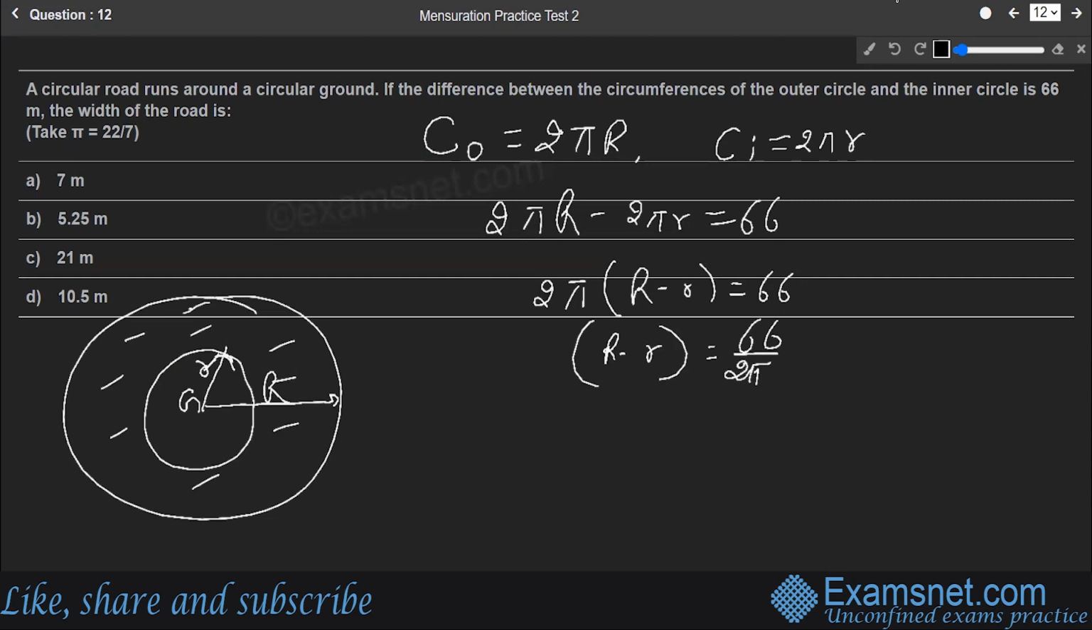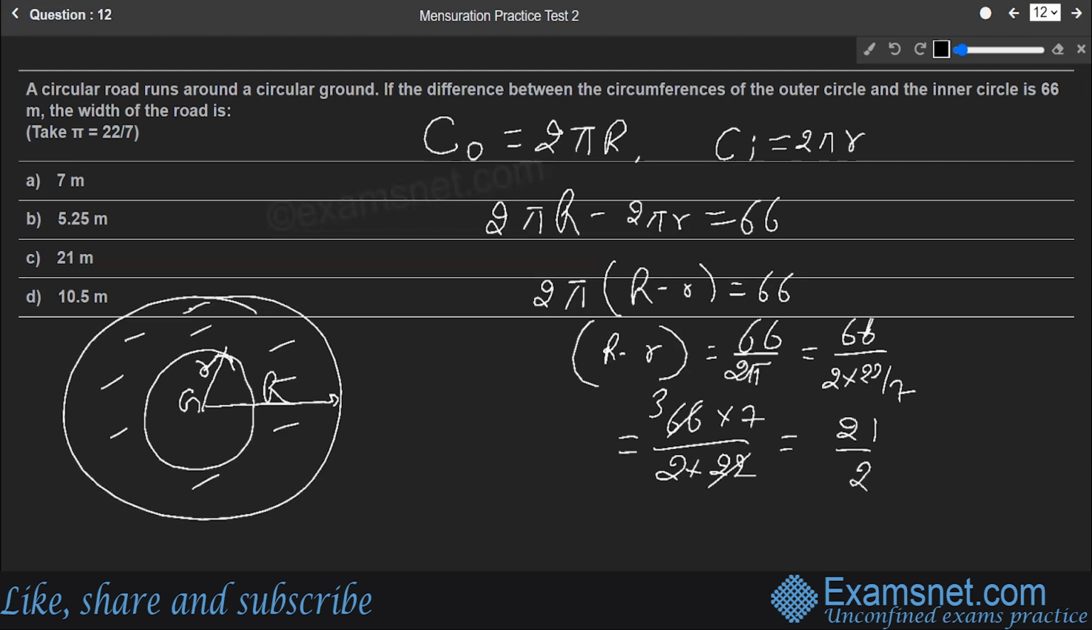If you open 2 pi as 22 by 7, it's going to be 66 divided by 2 into 22 by 7, which makes it equal to 66 into 7 divided by 2 into 22. This 22 cuts this 66 exactly by 3. So ultimately it comes out to be 21 by 2. That is the difference R minus r, 21 by 2, which is nothing but 10.5 centimeter.